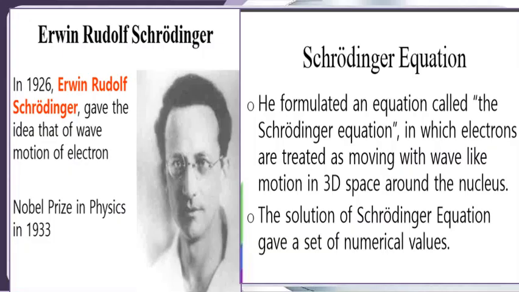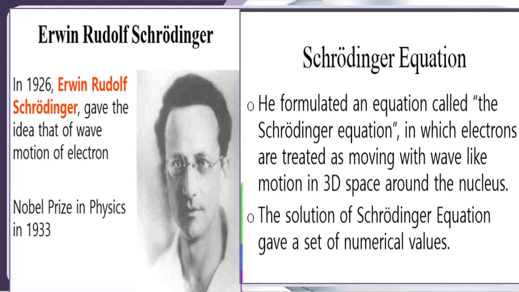Two of the defects in the Bohr's atomic model, that is the 3D movement of electrons around the nucleus of an atom, and the polyelectronic systems were not explained by Bohr. So they were further explained by Erwin Schrödinger. In 1926, he gave the idea of the wave motion of electrons. Before this, it was treated as a particle, for which he was awarded the Nobel Prize in Physics in 1933.